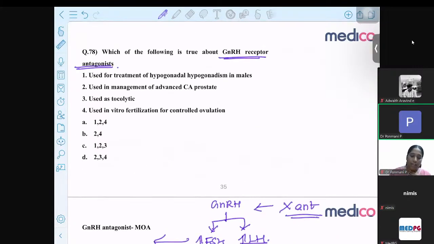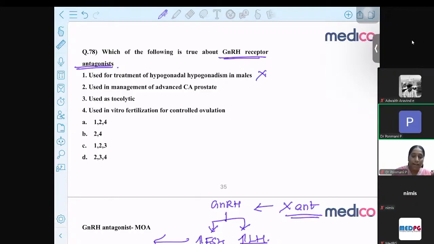So now let us look at the options. It is used for the treatment of hypogonadism in males. Already it is going to decrease the level of FSH and LH and is going to cause hypogonadism only. So how can it be used for the treatment? So this is a wrong statement.